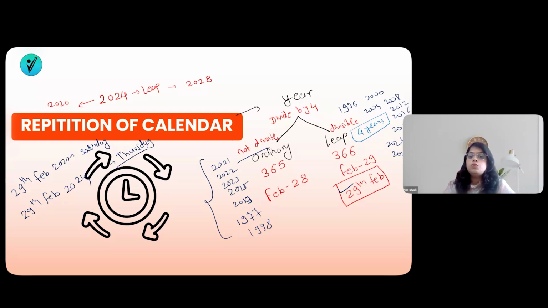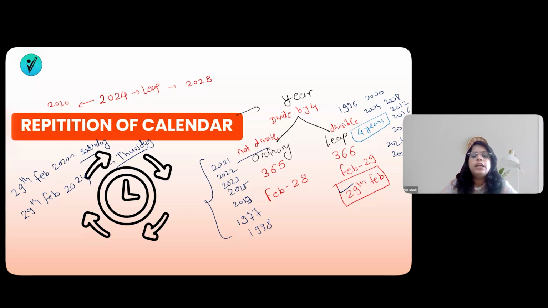So 2024 had a Thursday, and we have to check when the calendar will repeat. If 29th Feb is on Saturday, then next time again it should be on Saturday. It should not change. It should be on exactly the same day. If the first Jan is on Monday, then in the next year, if it is an ordinary year, the first Jan will be on Tuesday. So we have to check when the first Jan will again be on Monday. That is what we have to check.